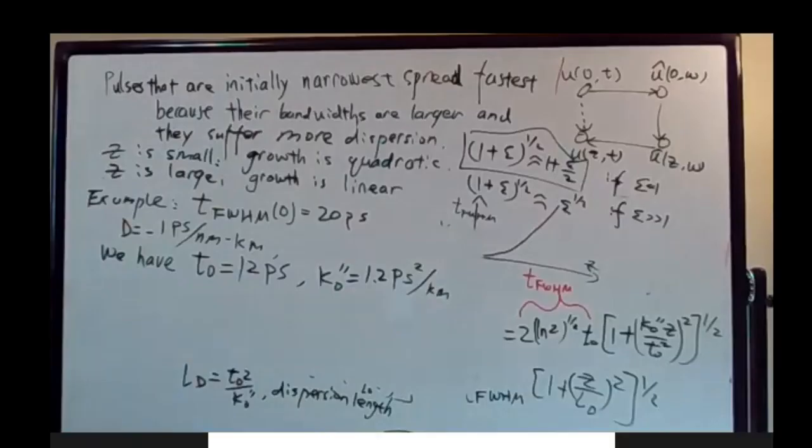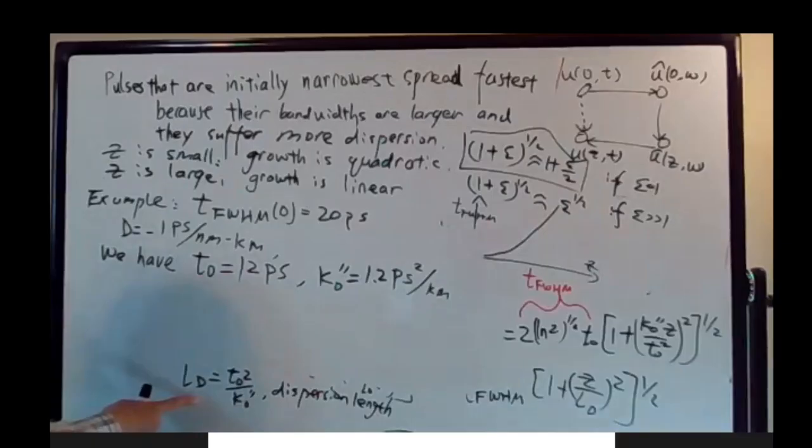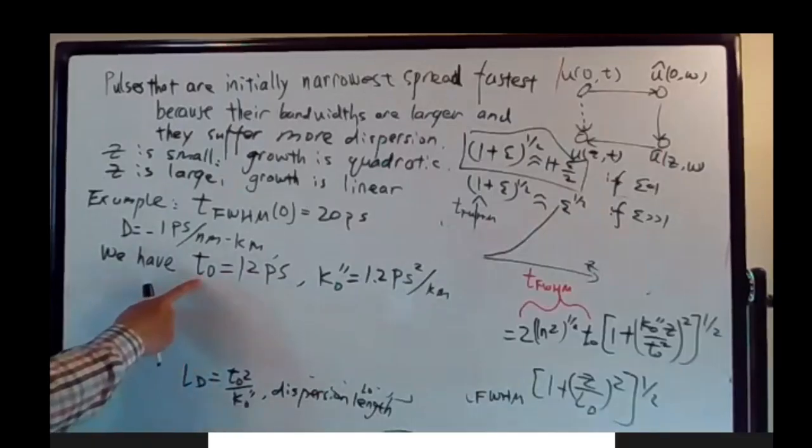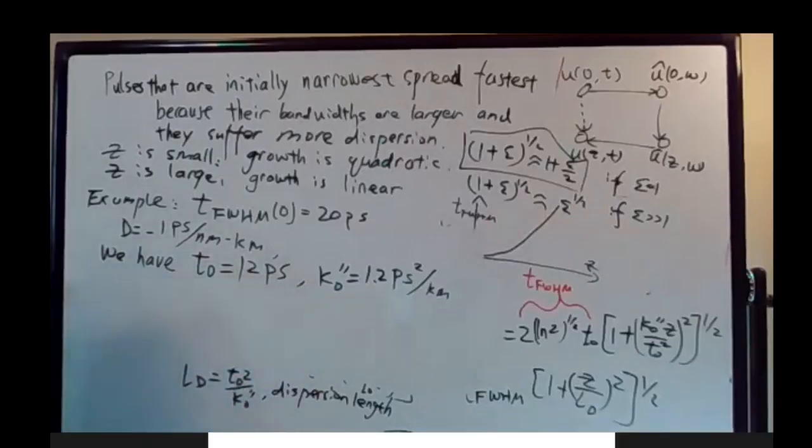Okay, so that is the calculation. It is only valid for lambda equal to 1.5, right? So we already find it. So now with that, we can calculate the LD, the dispersion length. So T0 is 12 picosecond, k0 double prime is this, right?